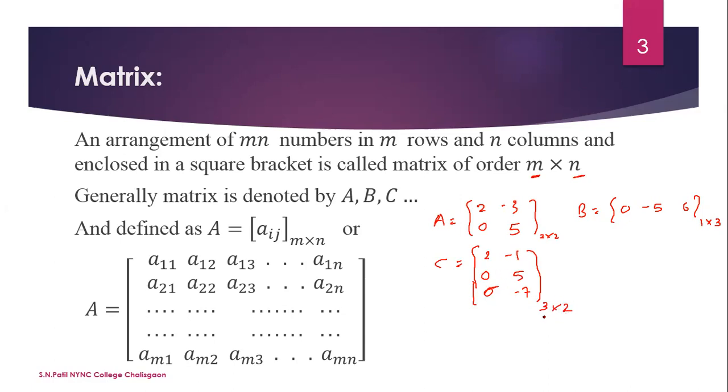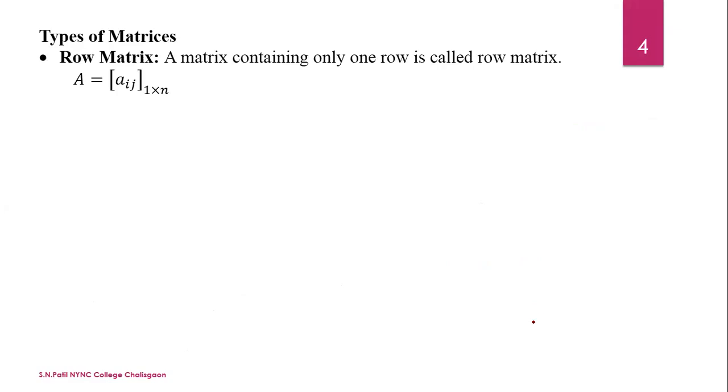Okay, now let us discuss the next types of matrix. Types of matrix, in which first we discuss the row matrix. Row matrix means what? It has only one row, and it is defined as capital A is equal to [aij], where i is equal to 1. It means it has only one row and it has n columns.